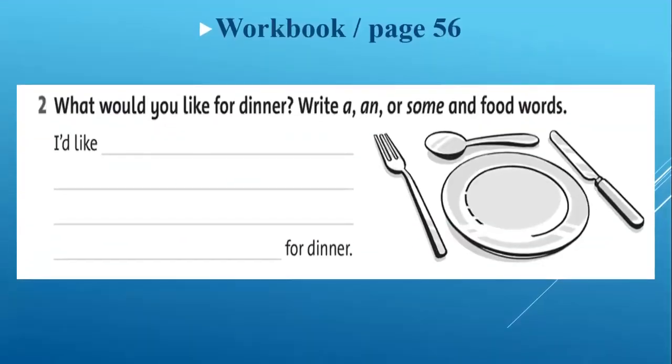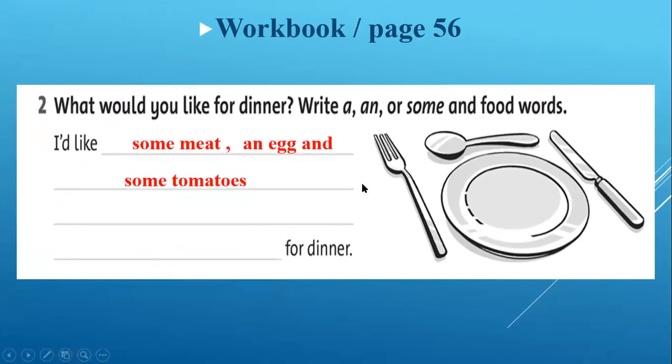Now, exercise number 2, what would you like for your dinner? I'd like some meat, an egg, and some tomatoes for dinner. This is an example. You can write what's your favorite food for dinner, okay?